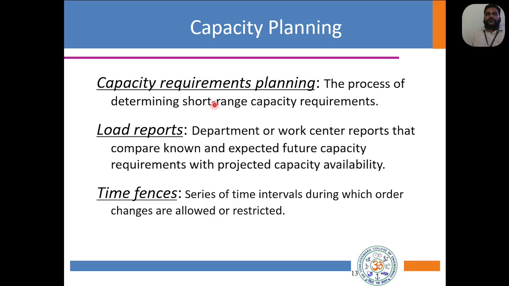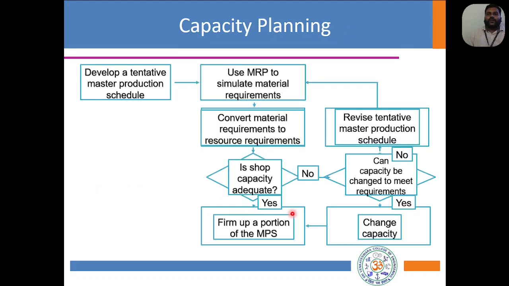So capacity planning requirement: the process determines the short range capacity requirements, which loads the report department or work center reports that compare known and expected future capacity requirements with the projected capacity and availability. It also goes with a series of time intervals during which the order changes are allowed or restricted. So this has to be taken into account, especially while ordering.